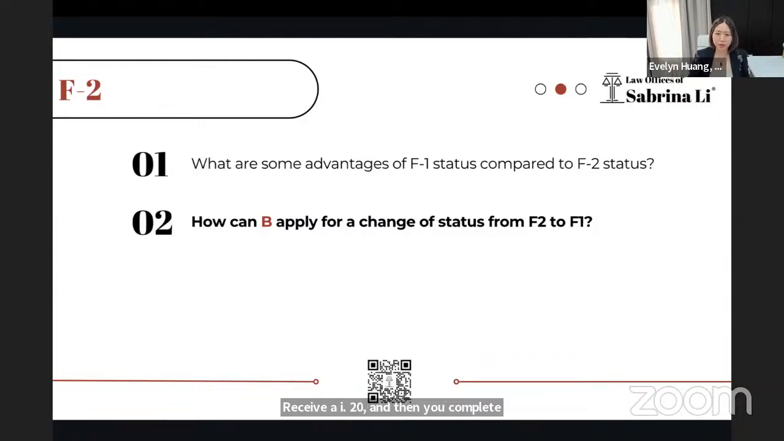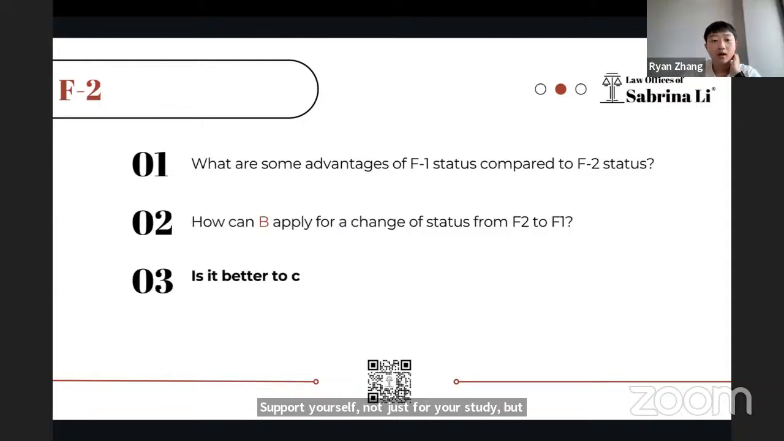Don't forget to include a statement of intent and your financial documentation showing that you're not going to be a public burden to the US government. And then you'll be able to support yourself, not just for your study, but your living in the States.